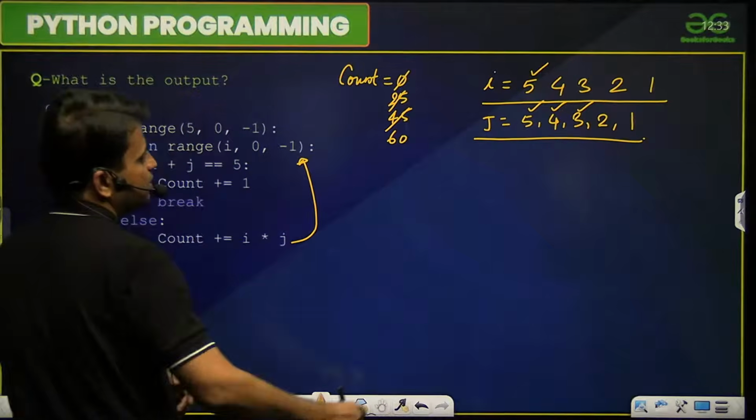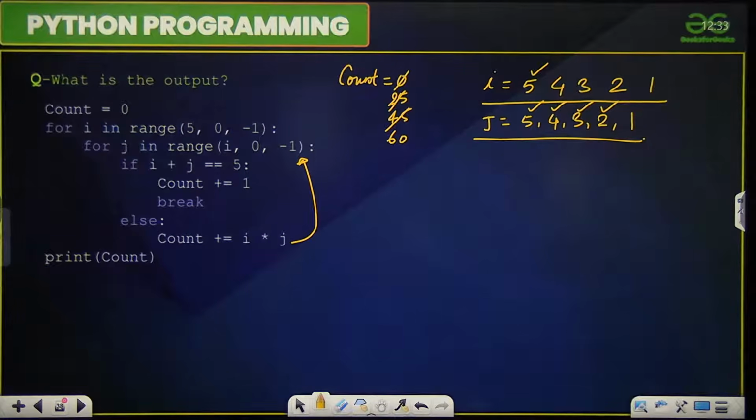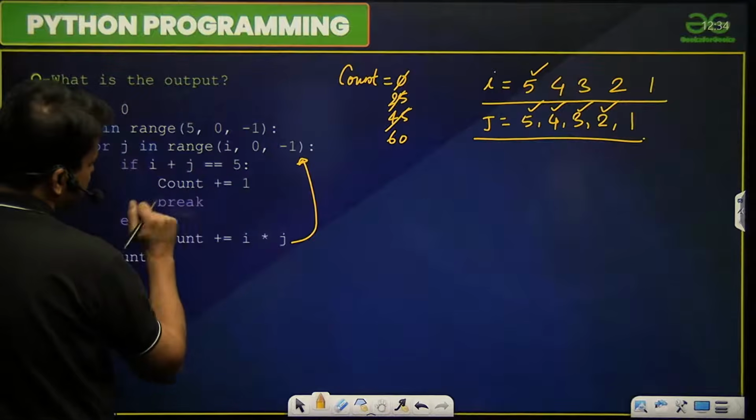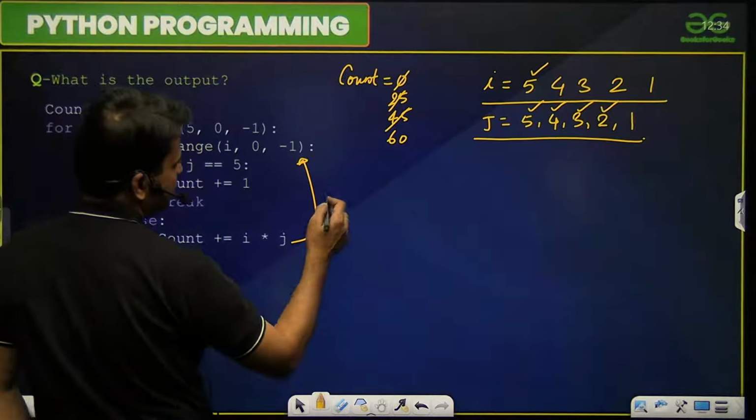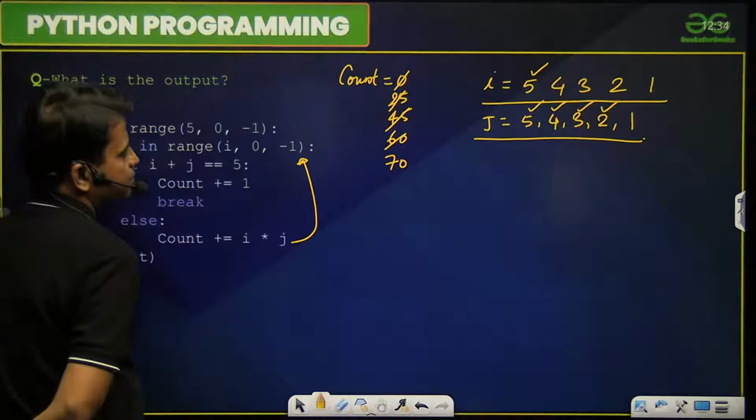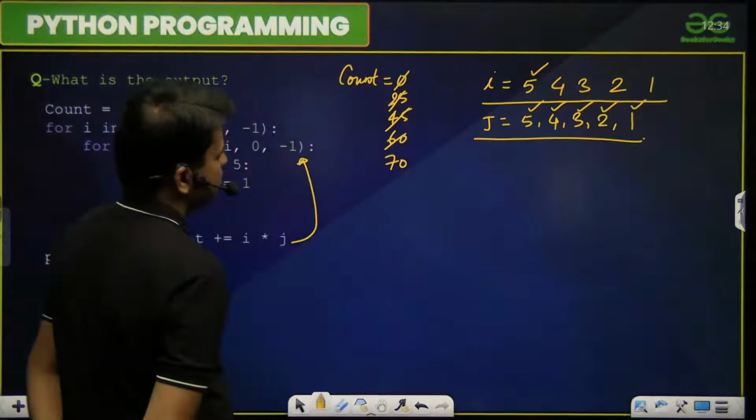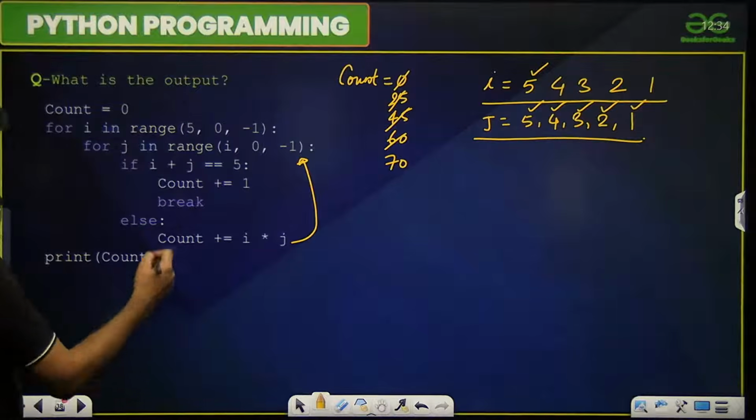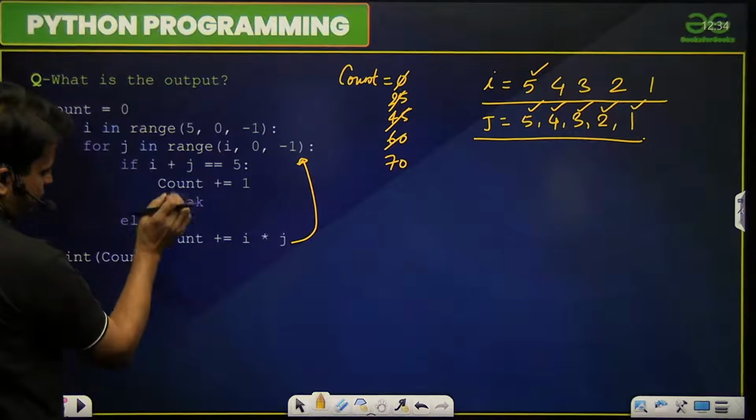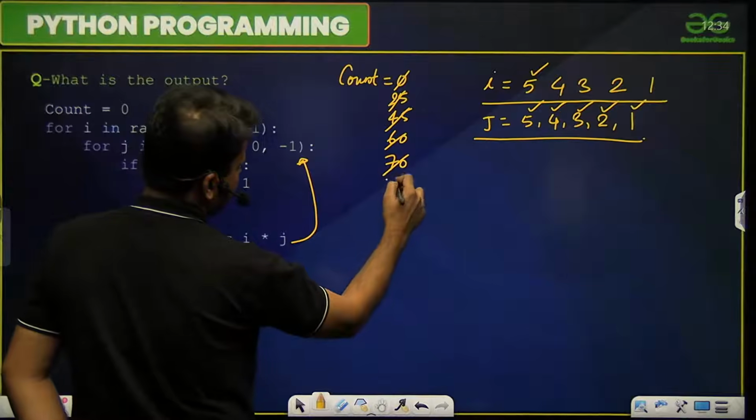Okay. Now next j equals 2. Sir, i is 5, j is 2. 5 plus 2 is 7. This condition again false. Count equals count plus i into j. Sir, 5 into 2 is 10. So 10, this is 70. Okay. Now j is 1. So i plus j, 5 plus 1 equals 6, not equals 5. This condition again false. Else part execute hua. Sir, 5 into 1 is 5. So add 5 here. This is 75.